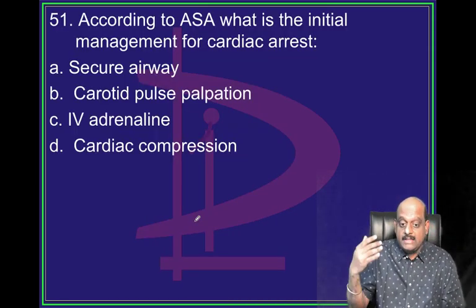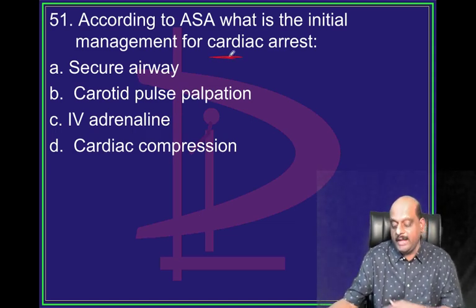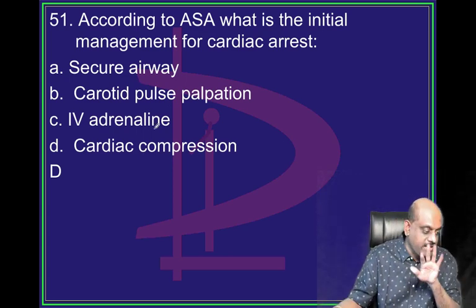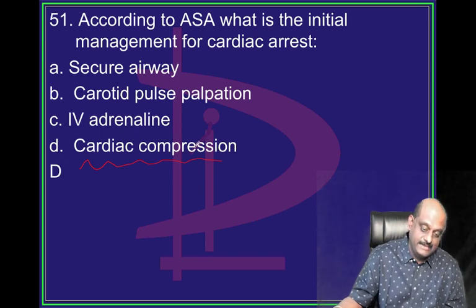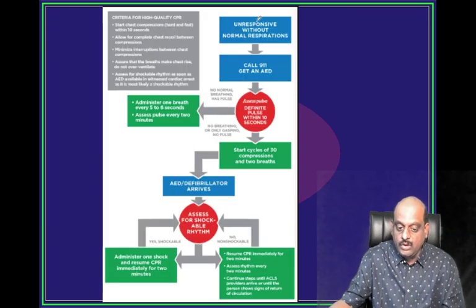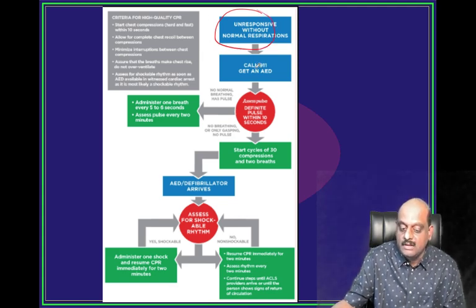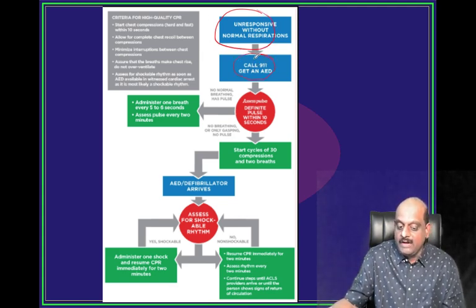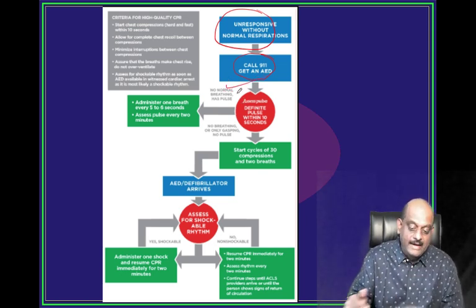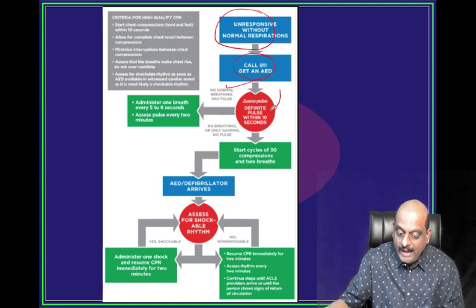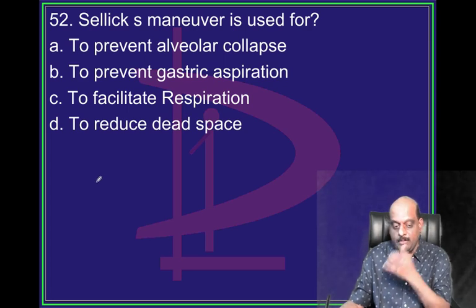According to the ASA, what is the initial management of cardiac arrest? Keep punching the answers along with me. It is the cardiac compression. So any person unresponsive without normal respiration, call 911 and get an automatic electrical defibrillator and so on and so forth. The protocol, you need to be very sure.